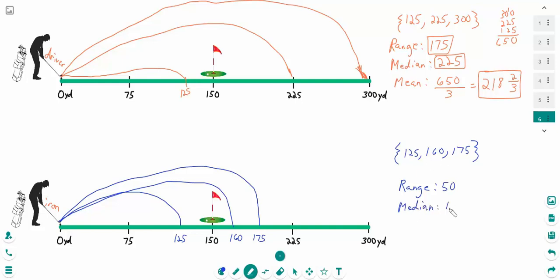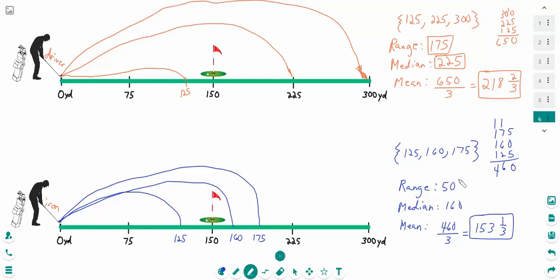Our median is the middle number. It's 160. And then what do we have for our mean? For the mean, we're going to have to add these up again. So we'll add 175, 160, 125, which is 460, divided by, don't forget the divided by part, we need 3 shots. Divide that by 3. So we end up with 153 1/3, I believe.